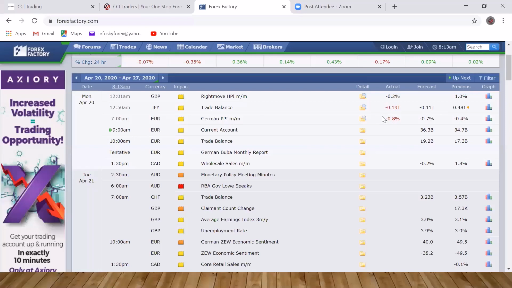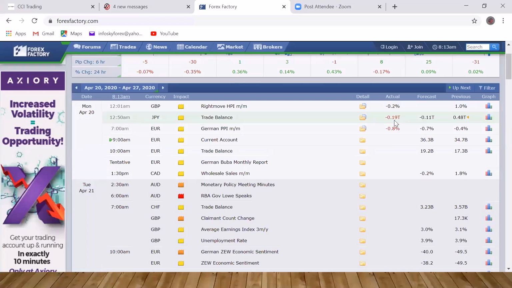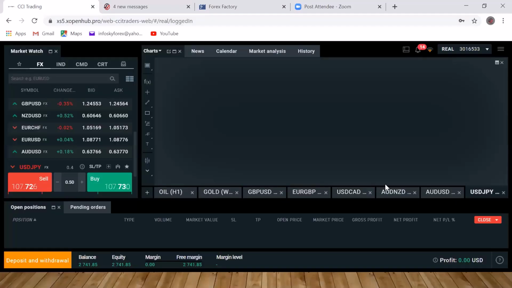The report was bad, minus 0.19. That was the report on trade balance on Japanese yen. So it was bad, as you can see from Forex Factory here. The report was bad, and let's check what is happening on the chart. The chart is loaded now, and from what I can see here, Japanese yen is weak.